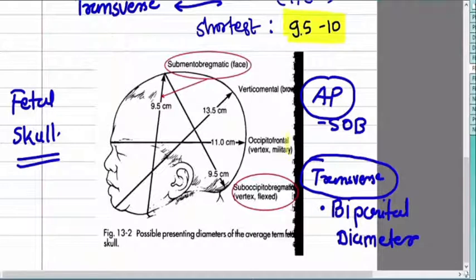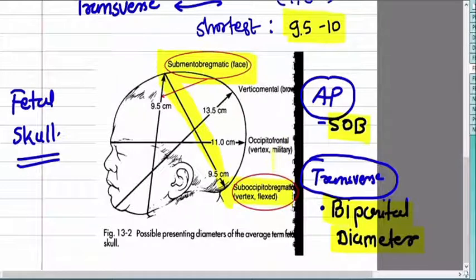and the transverse diameters remain relatively the same in vertex presentation. The shortest is the biparietal diameter, and the anterior-posterior diameter in a fully flexed vertex position is the suboccipito-bregmatic diameter. This is here, that is 9.5 centimeters. And if it is a face presentation, then again the shortest diameter, that is submentobregmatic, is also 9.5 centimeters.